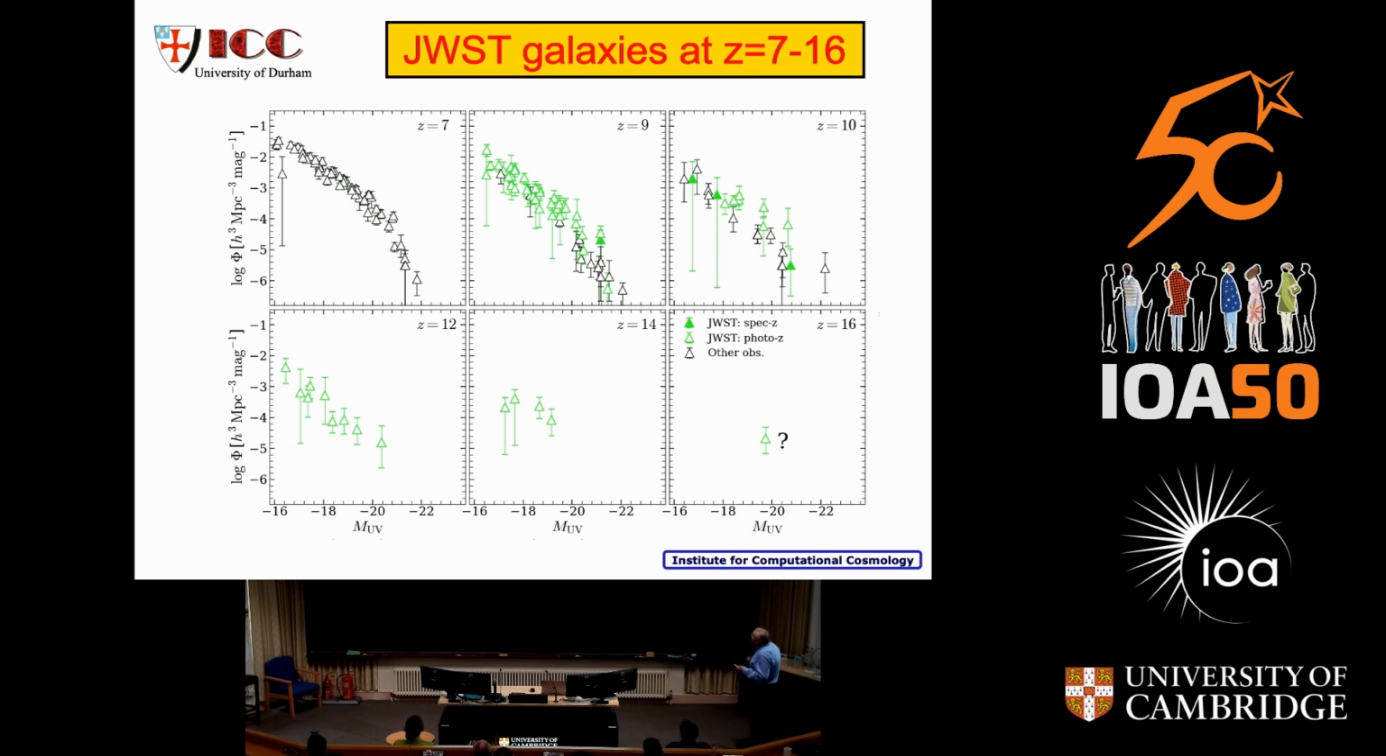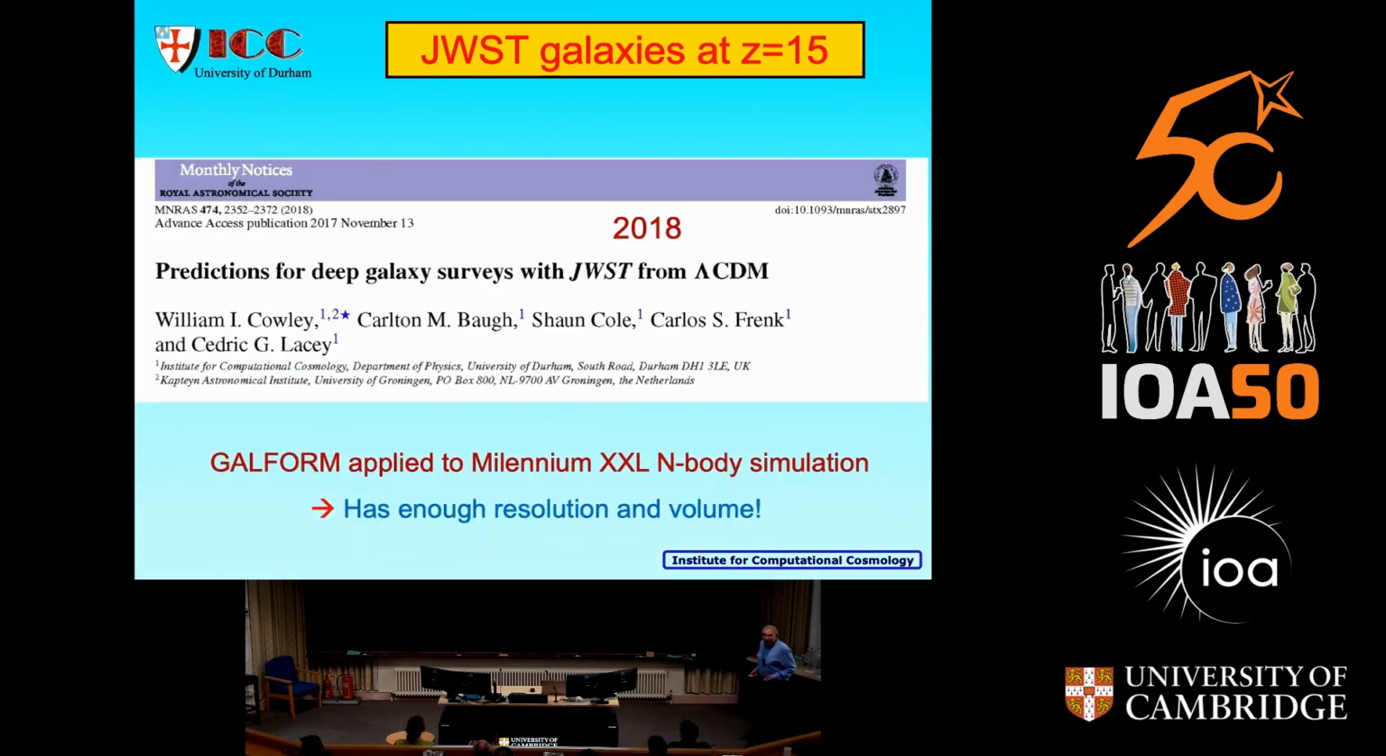Here are UV luminosity functions at redshift 7, 9, 10, 12, and 14. So that's the data. Now, in the blissful world, they were not aware, Finkelstein or any of them, that in 2018, 5 years before JWST, there was a paper published with a very subtle title, Predictions for Deep Galaxy Surveys with JWST from Lambda CDM. Anyway, the point was that we made an effort to make sure that the simulations had enough resolution and volume. You cannot do that with hydro simulations. You need to use dark matter simulations and something called Galform, which is an analytic model of galaxy formation that we've been working on for 30 years at Durham.